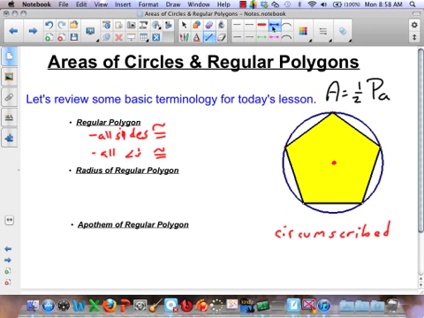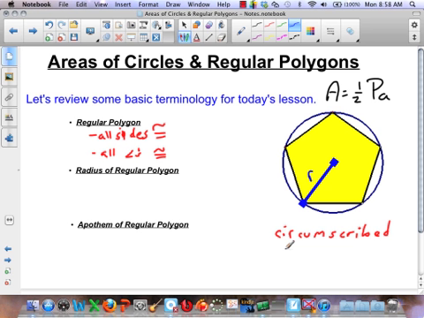So again, if we're going to model that, that would be our radius. And then there's this really weird term called the apothem. Not the apophthegm, not the stuff we eat off the side of the road. It's the apothem.